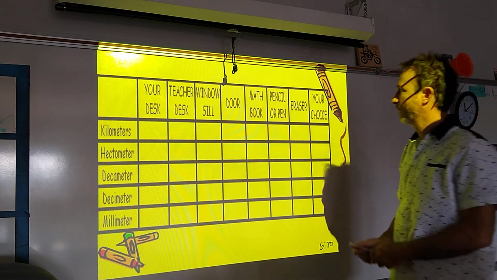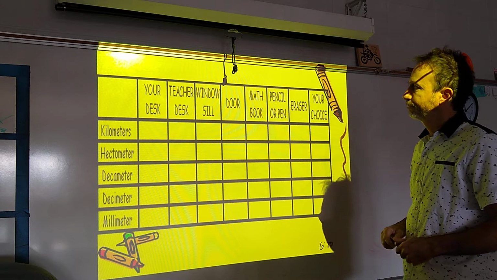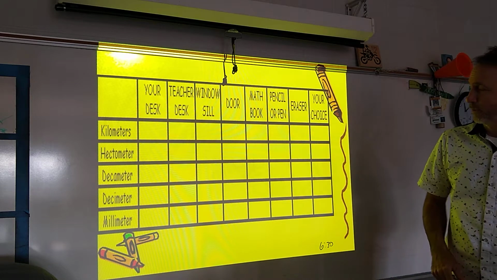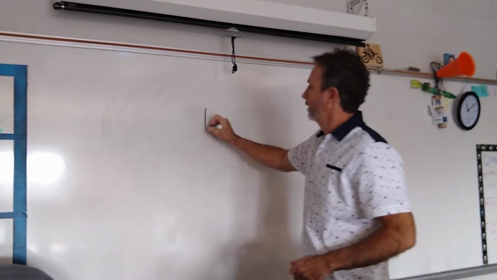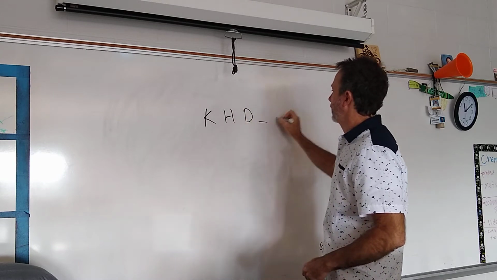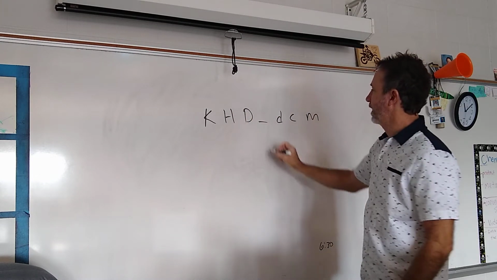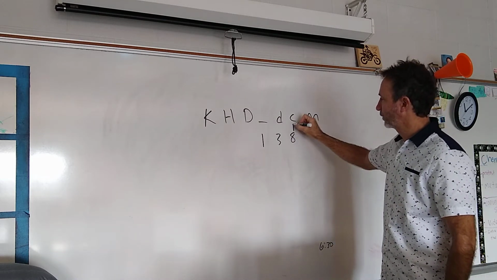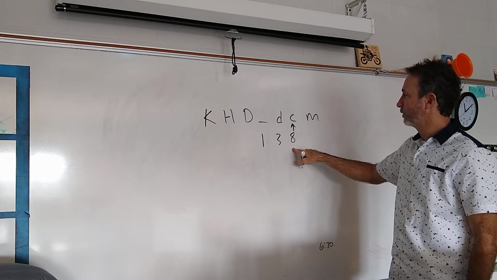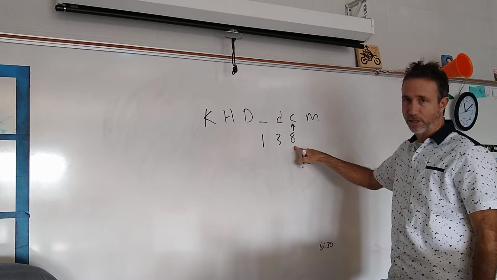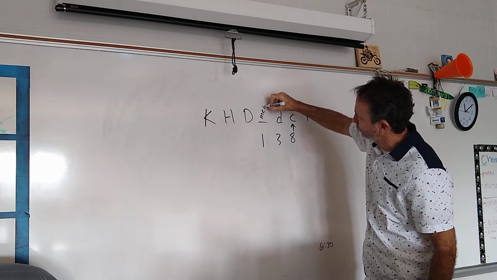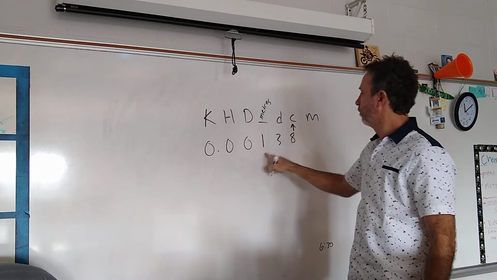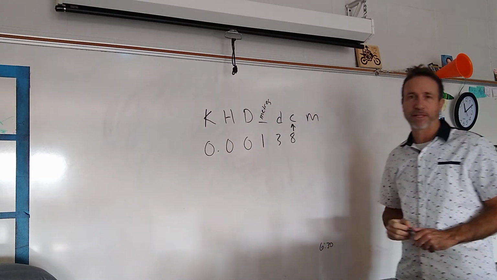Just for the fun of it, I'm going to make this super quick. Let's say you had a desk, K, H, D, space, D, C, M. If you had a desk that was 138 centimeters long, that means the 8 from the one place would be under the C on this little chart. So your desk, if it's 138 centimeters long, that means meters will be our units here, right? Then that would mean it was 0.00138 kilometers long. Does that make sense?